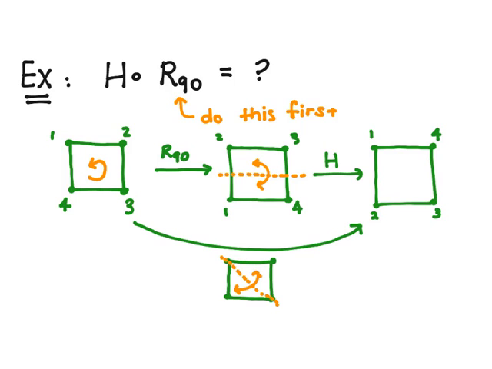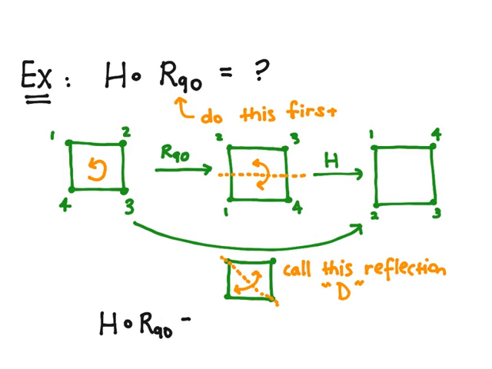That's a new symmetry. We don't actually have a name for that symmetry yet. Maybe I'll call it D for diagonal. So the conclusion of this computation in that notation is that H composed with R90 is equal to D.